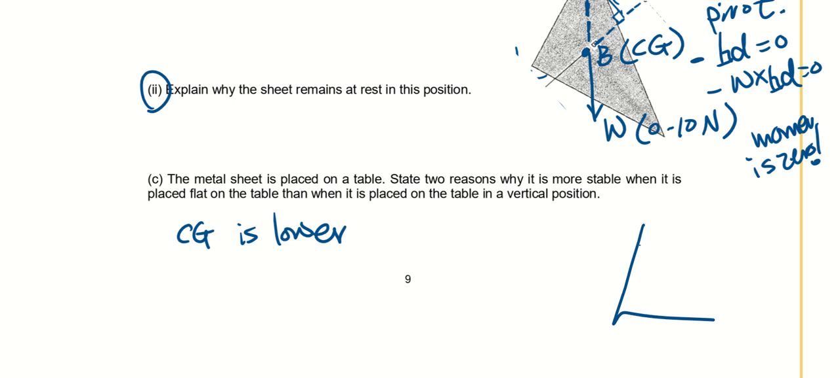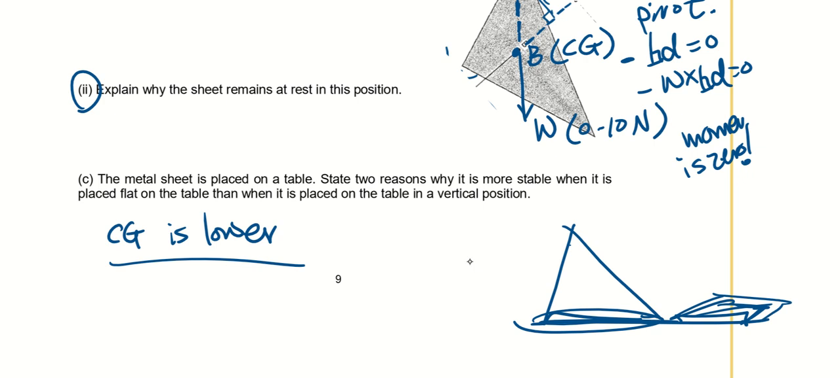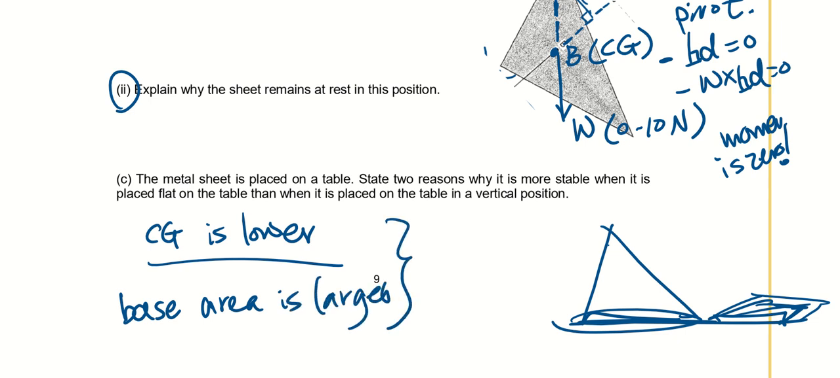Alright, let's see, if I put it vertically on a table versus now it's being flat on the table. So the CG is lower. Alright, and if you were to look, the contact area is just this small strip over here. But now because I'm lying it flat, the base area is larger. Okay, so this comes from the idea of stability. The lower the CG, the more stable it is. The larger the base area, the more stable it is.